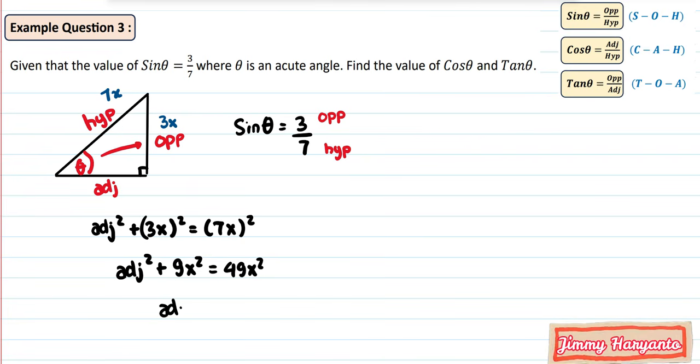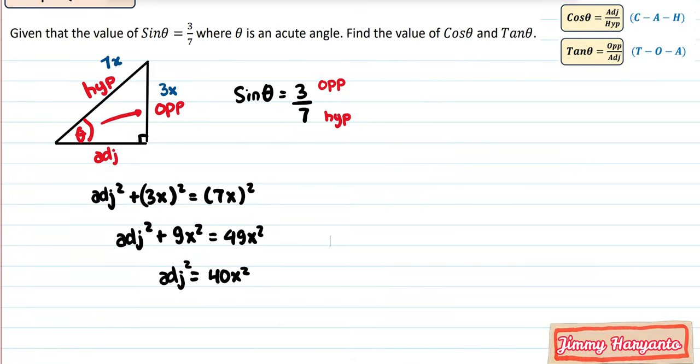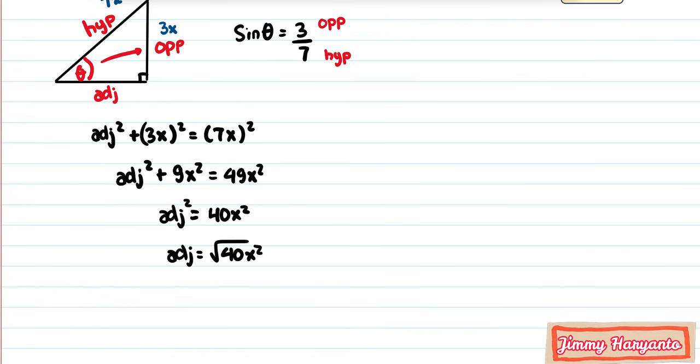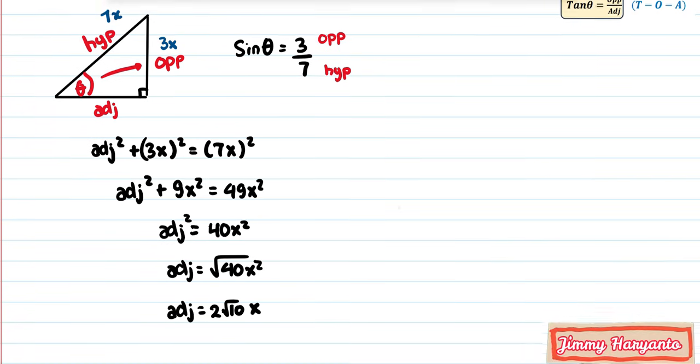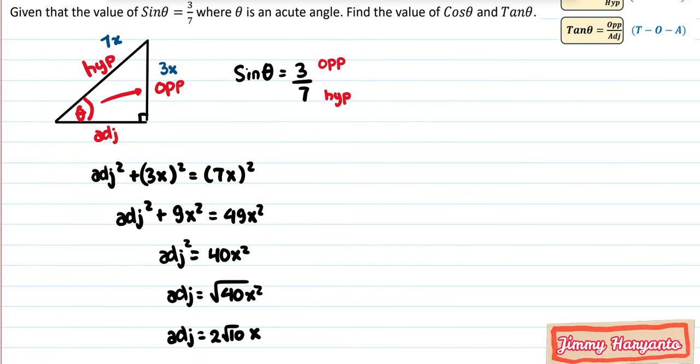And then I will move the 9x squared over, so we have 40x squared. And then I will take the square root, so we have the square root of 40x squared. When we simplify, for the 40 we will have 2 square root of 10, and for the x squared we will have x. Okay, so we already have the adjacent. The adjacent is 2 square root of 10 x.